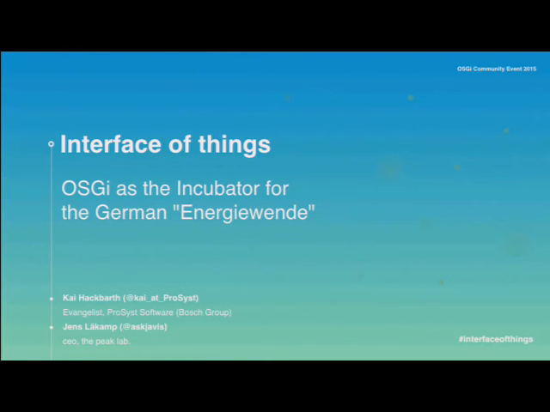Okay, so the presentation is about OSGi as an incubator for the German Energiewende. We have learned that this word Energiewende is also used in other countries. So we chose to use this word, but it basically means the energy transition from traditional energy sources to renewable sources, and we see smart home as a big part of it.